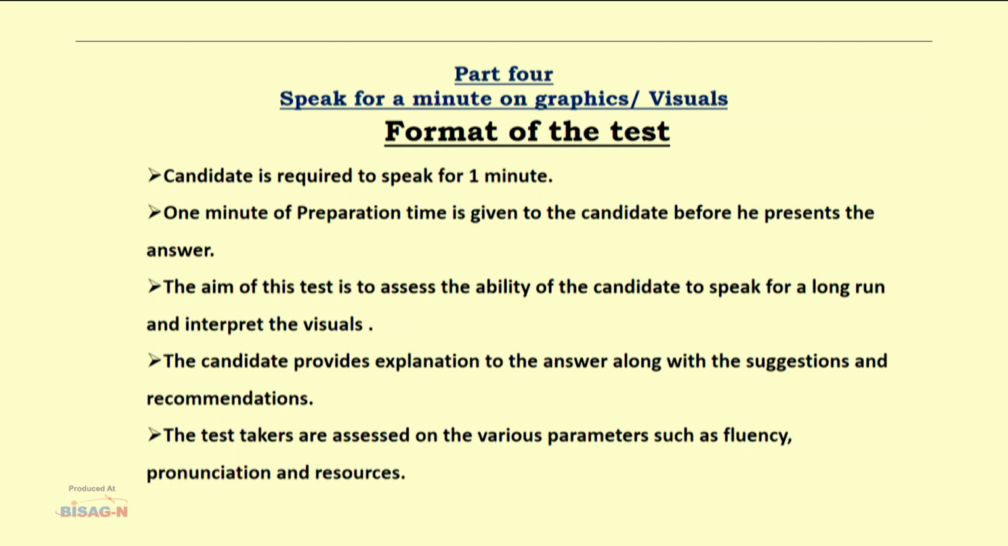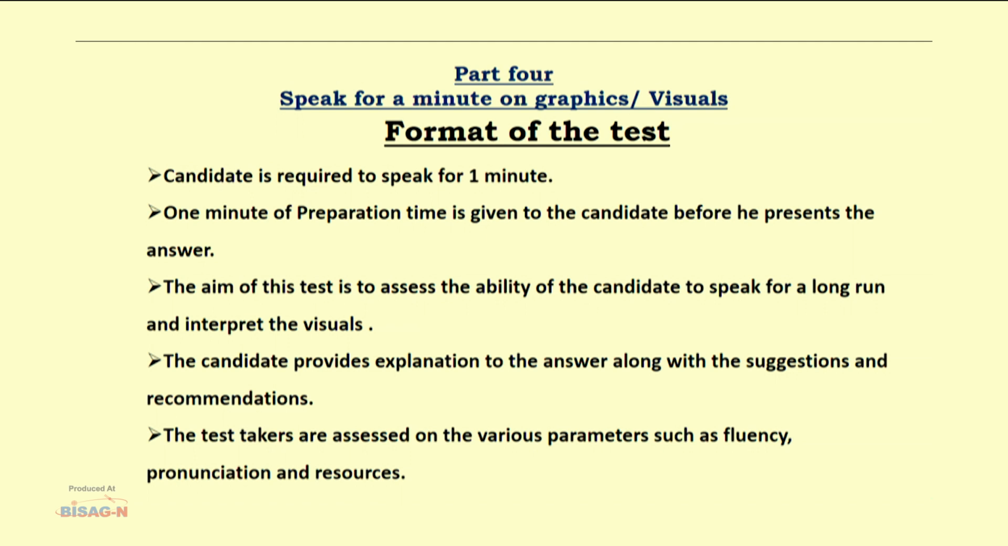The aim of this test is to assess the ability of the candidate to speak for a longer period of time. So that is for a minute. A candidate is judged or assessed on whether he or she can speak for a longer period of time, and that too in English.